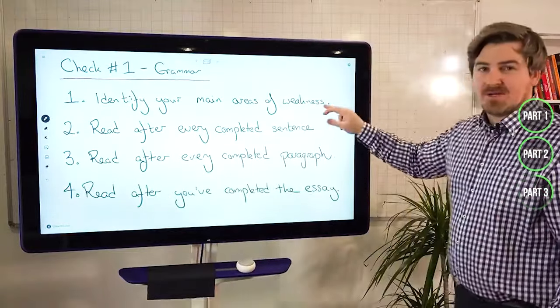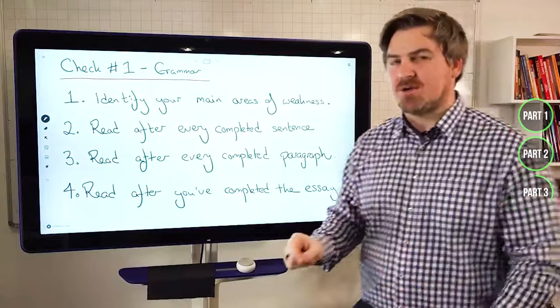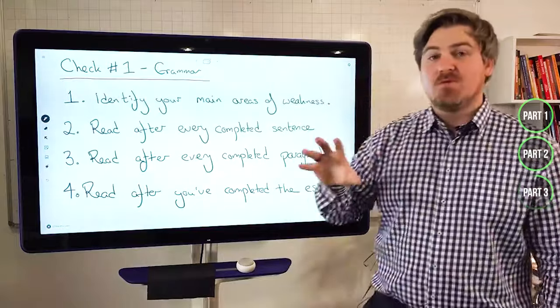The first part of checking happens weeks and months before you even do the test. Identify your main areas of weakness. So you're not doing this while you're checking your essay. You're checking this way before you begin the test.